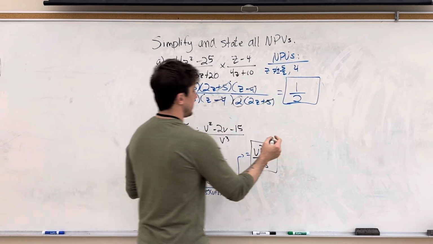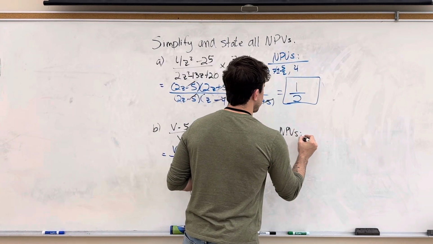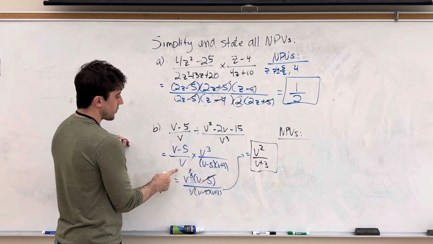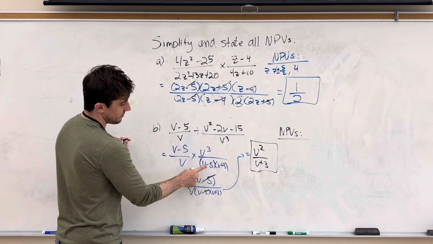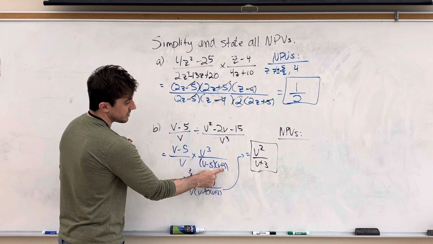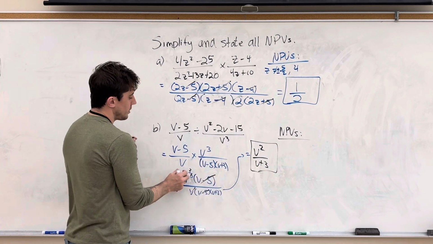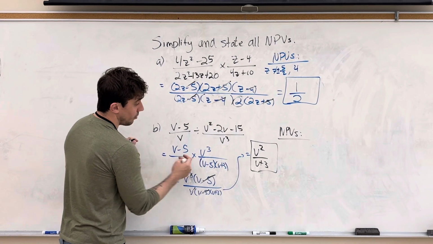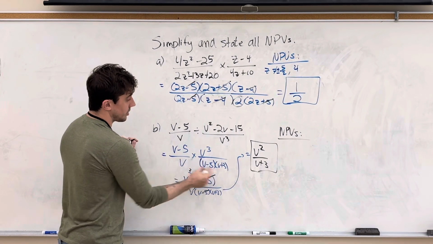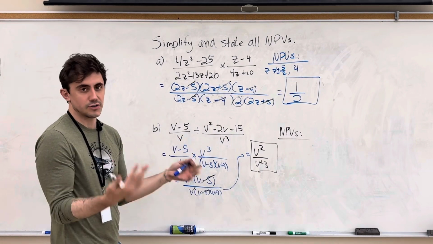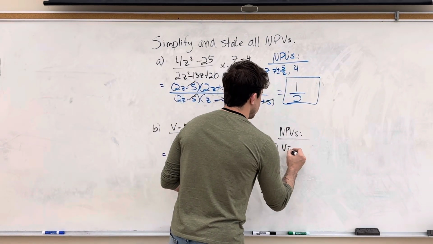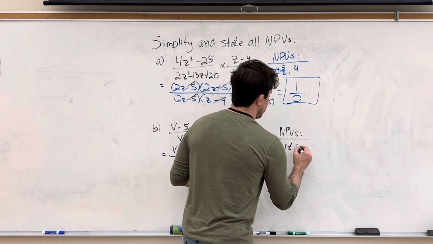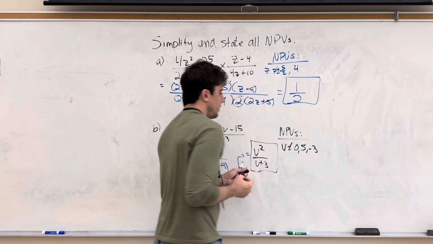We also did not state our NPVs. Let's do that. Non-permissible values, again, let's look at them at this stage here. We can't have v be 0, we can't have v equal to 5, and we can't have v equal to -3, because again, any of those values would make one of these factors 0, and since these are all multiplied through, any one factor being 0 means the entire product is 0, and a denominator of 0 is a no-go. So our non-permissible values are that v cannot hold a value of 0, 5, or -3. And we are done.